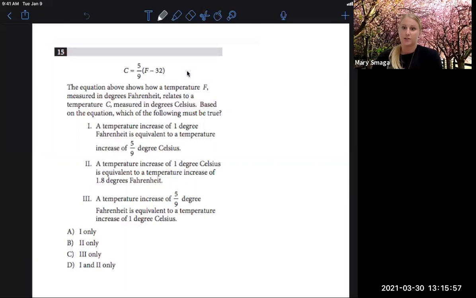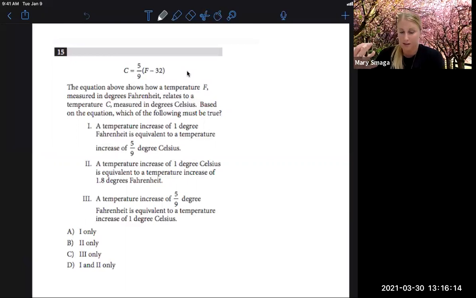So if we look, we have C equals 5/9 times F minus 32. The equation shows how a temperature F measured in degrees Fahrenheit relates to a temperature C measured in degrees Celsius. Based on the equation, which of the following must be true?